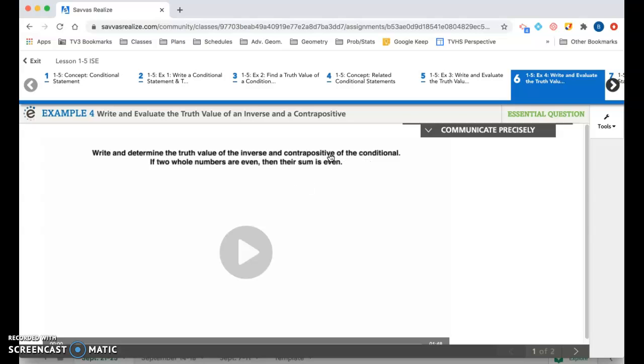And then the contrapositive would reverse these two. So it would say, if two numbers' sums are not even, then the two numbers are not even. So contrapositive reverses them and negates them. So you can go through those, try and see if you can figure out the answer to that question.